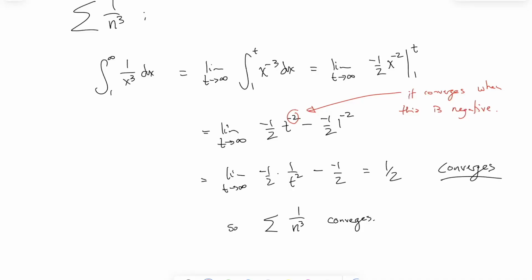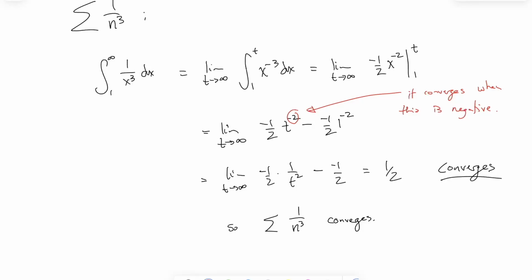The fact that that was negative means that when I write it again as a denominator and take the limit, that part will converge. And of course, the other part is just a constant, so it'll converge. It converges when that is negative.